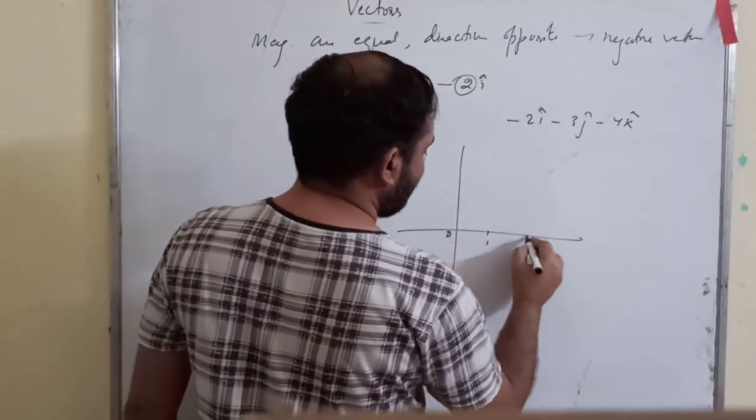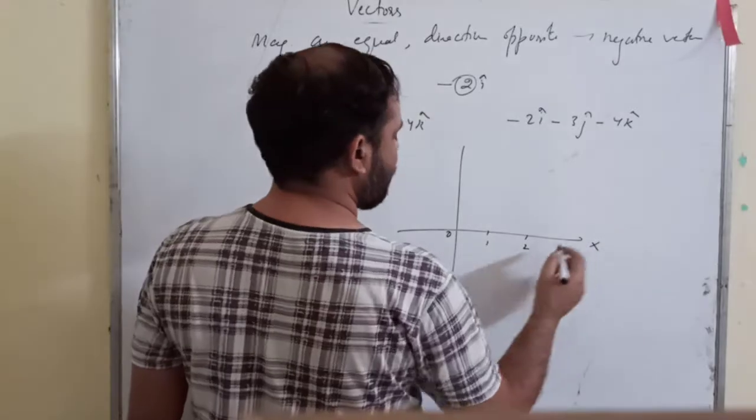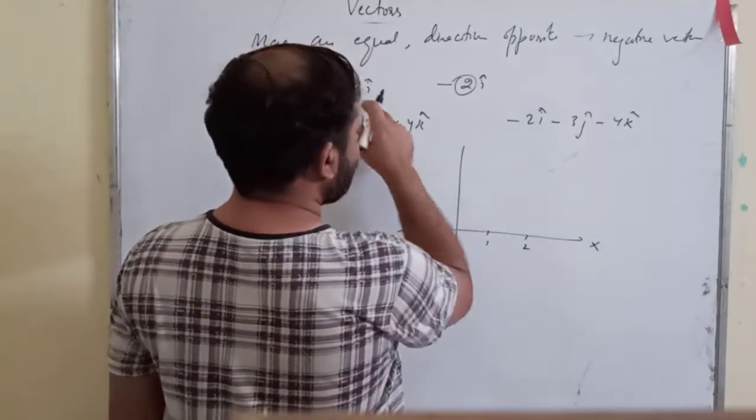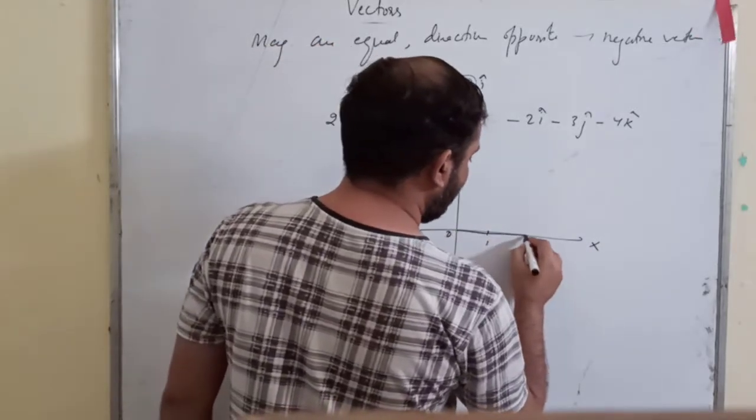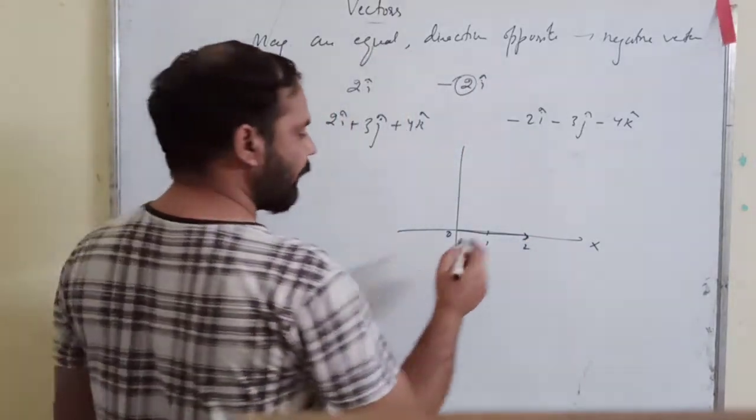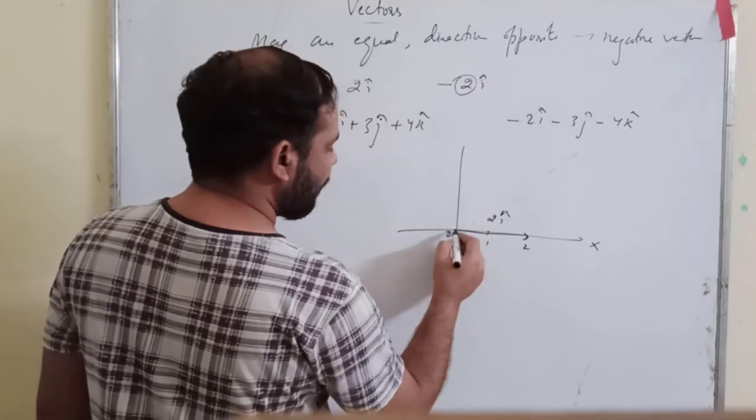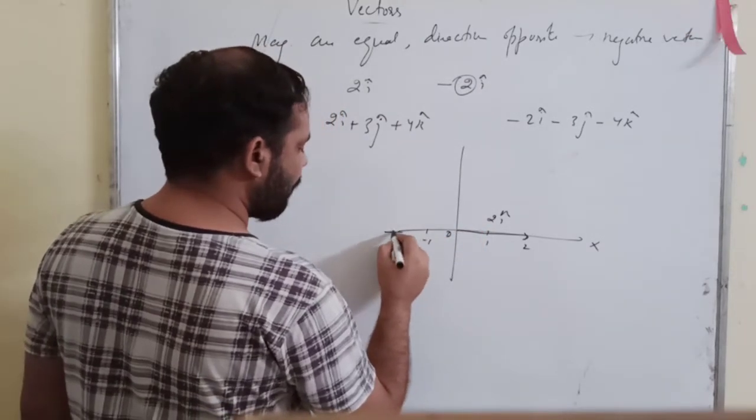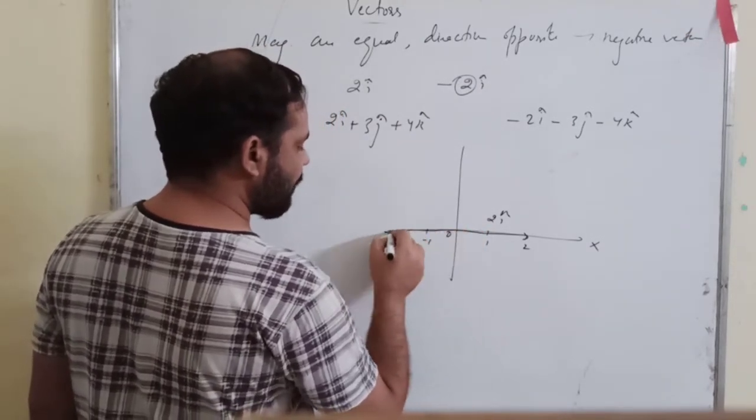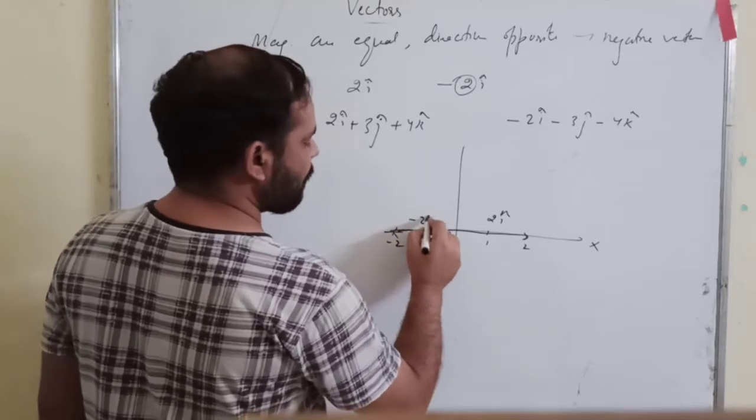This is 0, 1, 2, right? This is x. So what is this 2i cap? Means 2 units along i cap. This is your vector, right? This is 2i cap. Now what is minus 2i cap? Minus 1, minus 2. You will move 2 units in the opposite direction. This is minus 2i cap.